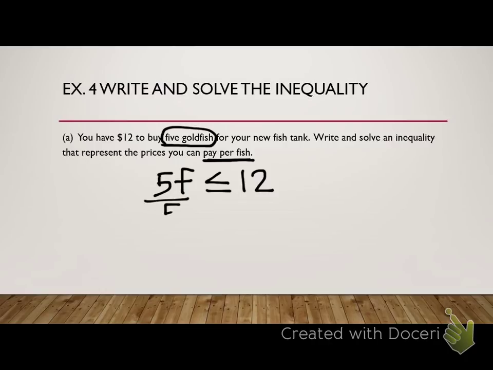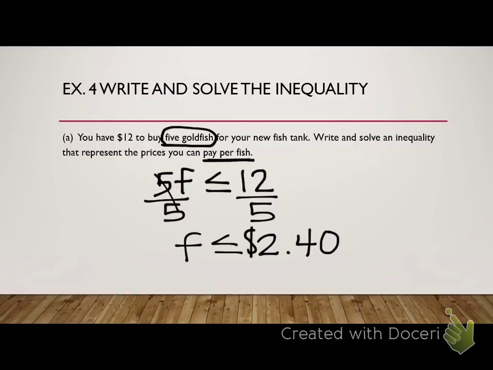If I want F by itself, I've got to divide both sides by 5. And so F is less than or equal to 2.4. Now, since we're talking about money, I'm going to add a 0 because I want cents, and it's $2.40. Now, the fish are going to cost me less than or equal to $2.40. So I can spend exactly $2.40 on a fish, or I need to pay less than that. But I cannot go over $2.40 per fish. So here's a real life example of when you would use an inequality.